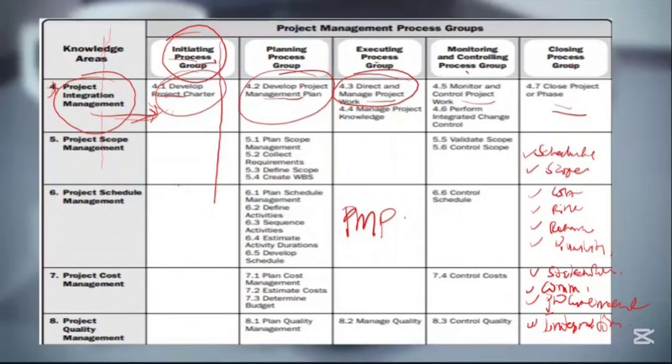So all the work that we stated in the activities, everything we have to perform, will be done here. Direct and manage project work. So it's talking about all the work. Remember, I said every process under integration management seeks to touch every part of the project. So direct and manage project work is touching every part of the project.